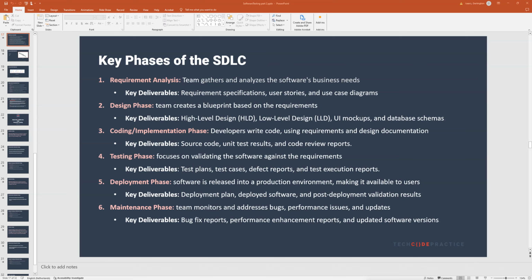You don't necessarily have to memorize every detail right now, but just focus on understanding the big picture of how testing fits into each of these phases.